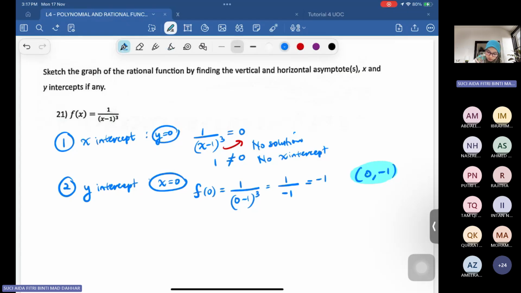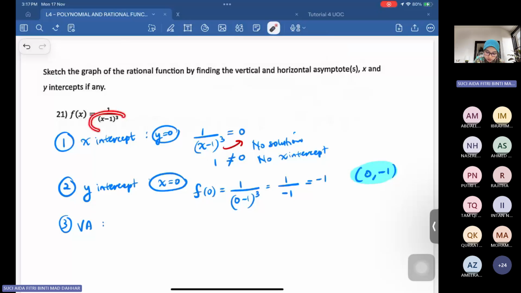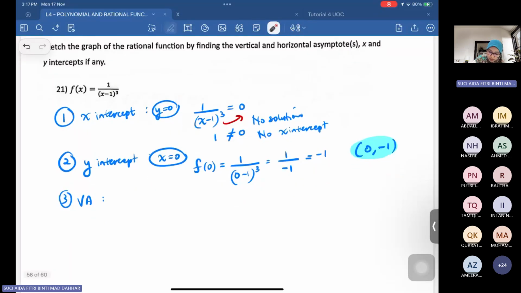Next is, let's find the vertical asymptote. How do we get the vertical asymptote? By taking the denominator function and making it equal to 0. So we have (x minus 1) cubed equals 0.